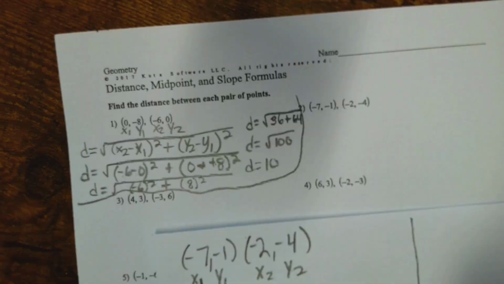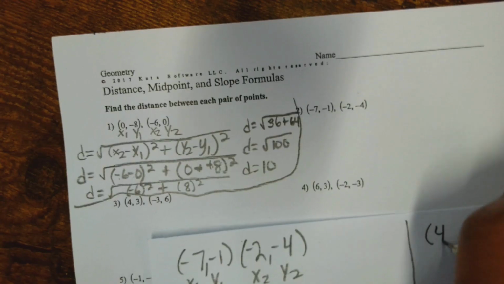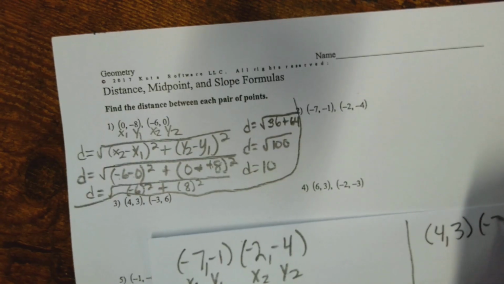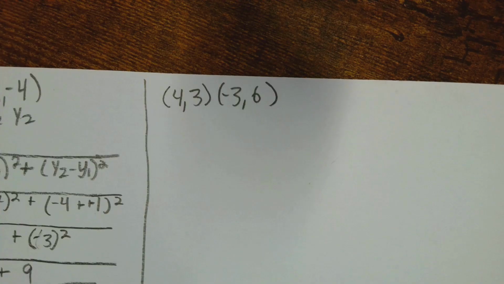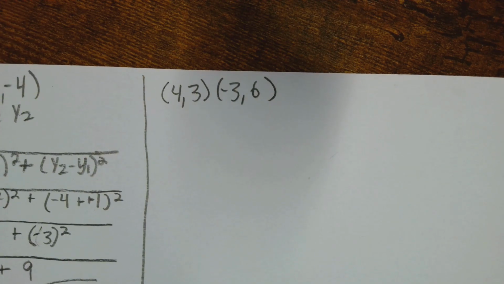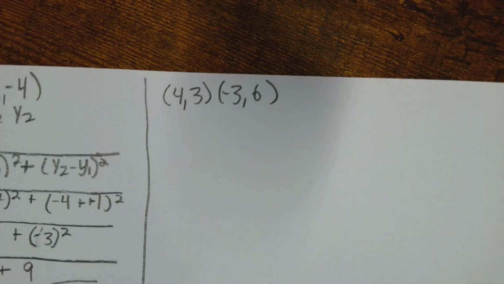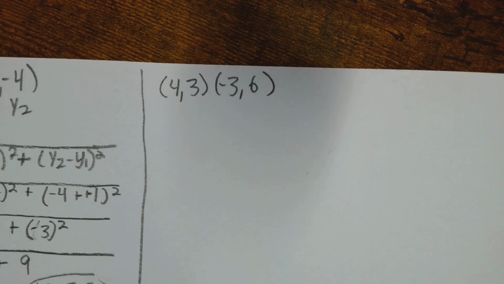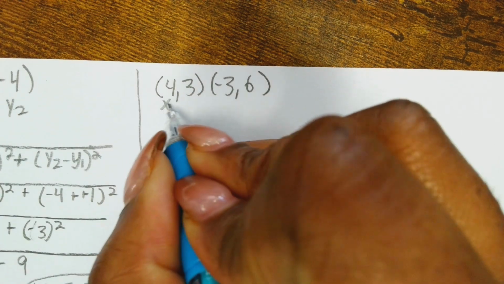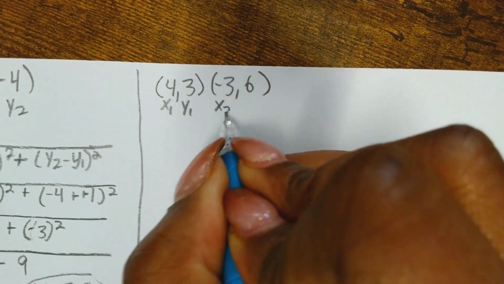All right, let's do the next one. We got 4, comma 3, and negative 3, comma 6. We're finding the distance here. Label and write down the formula. I'm going to pause for the cause. All right, here we go. Let's label. We have x1, y1, x2, y2.